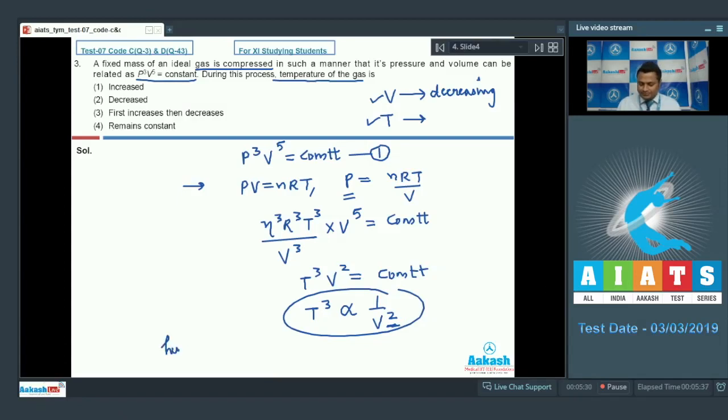So here V is decreasing. So that's why we can say that the temperature will increase.